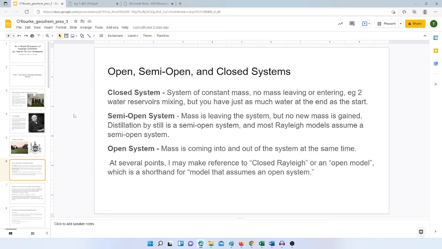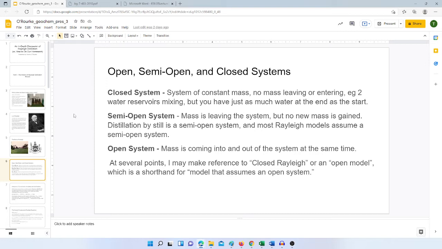And of course, open systems are fully open, so there can be masses coming into the system and masses going out of the system simultaneously. And so at several points during this talk, I'm going to make references to a closed Rayleigh or an open model, and those are both shorthands for a Rayleigh model that assumes an open system, assumes a closed system, etc.